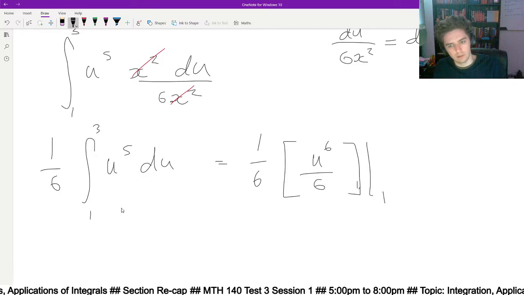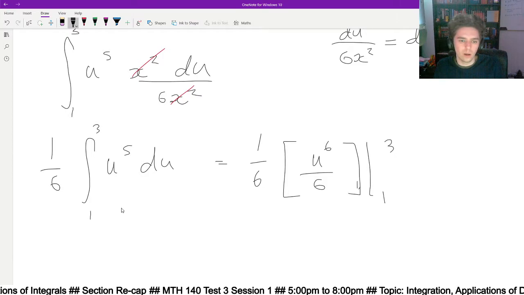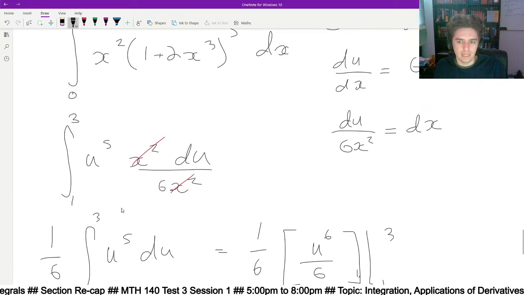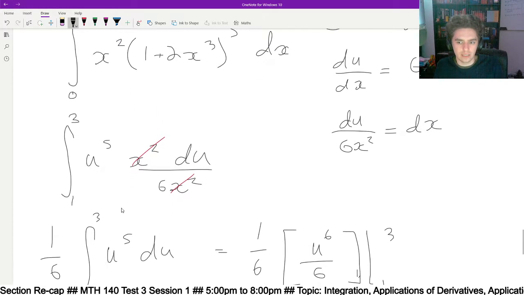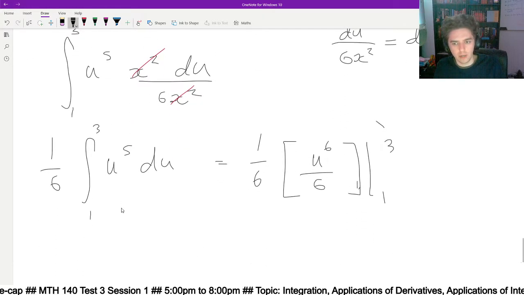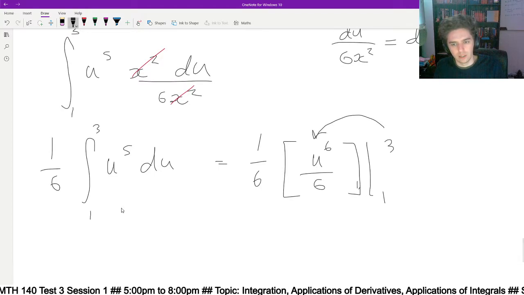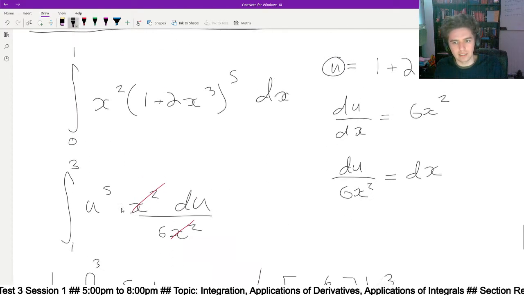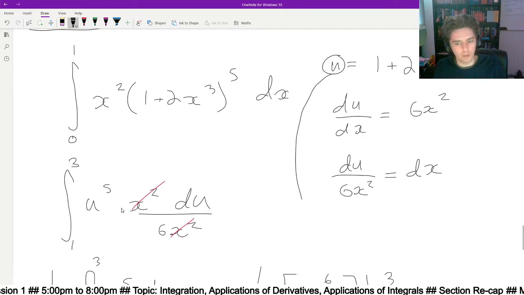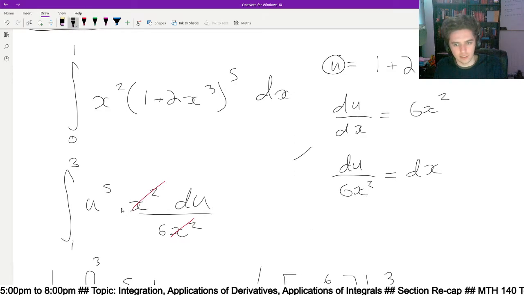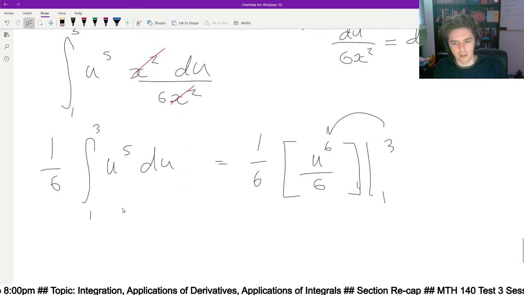Right? Evaluated from 1 to 3. Well, what you can do is you can just put in this value now, instead of putting u back in. Now this is the confusing part: you don't put u back in here. That's not the case. You can just use this value.